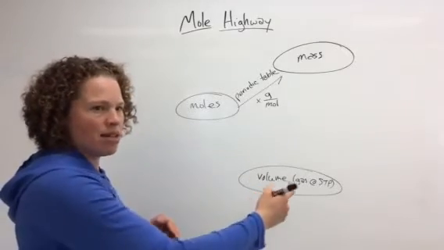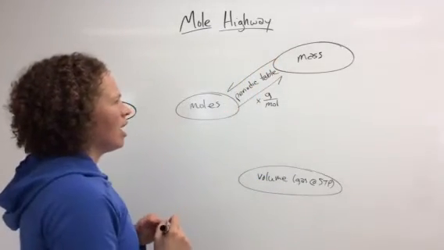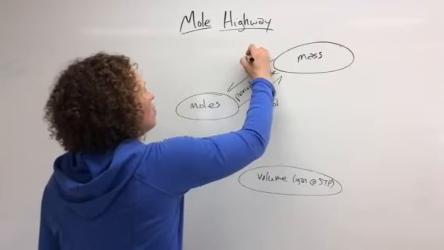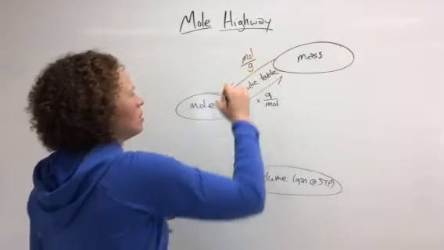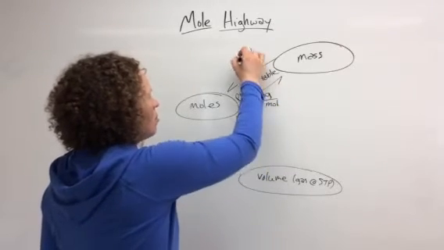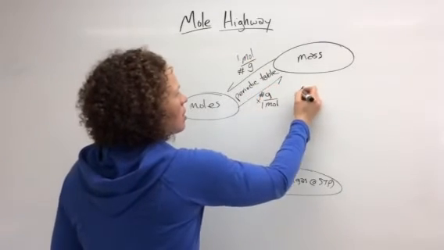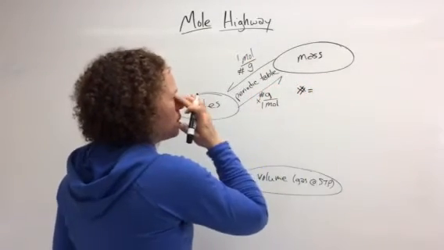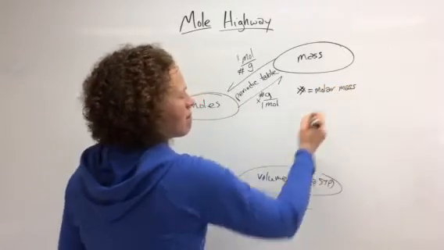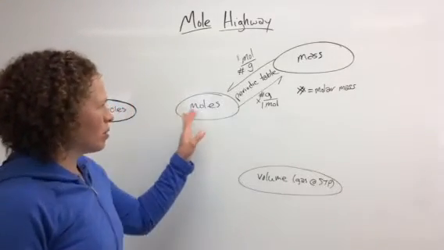If I have mass and I want moles, then I'm going to be coming back this way, and since I already have the grams, I want to get rid of them with grams on the bottom, so I'm going to put moles over grams. Now the number is always going to be 1 mole, and the number of grams, where the number is equal to the molar mass of whatever you happen to be dealing with. So that'll get us between moles and mass.